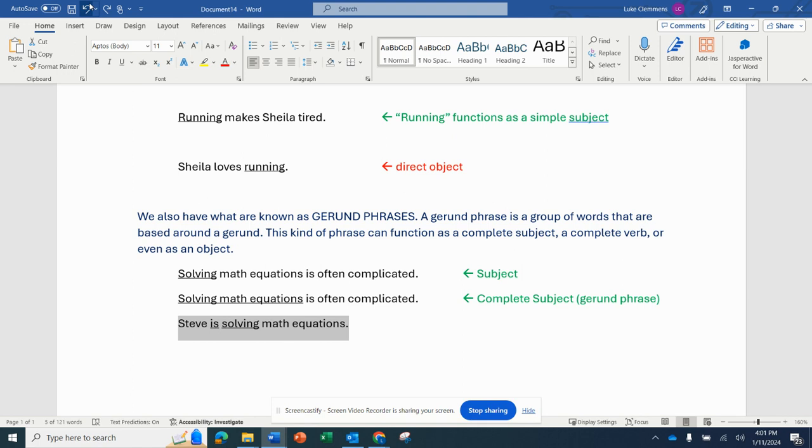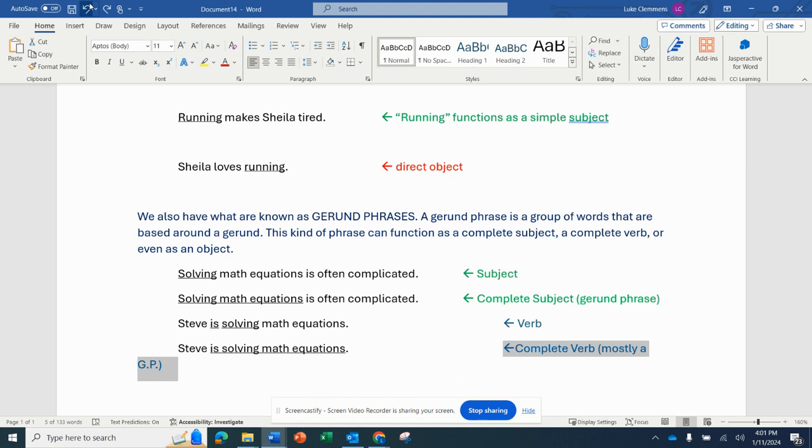Now let's look at a slightly different one. Steve is solving math equations. Here we have a verb. The simple verb is solving. However, is solving math equations makes up the complete verb. And notice that all the rest of that, other than the is, is just our same gerund phrase, solving math equations.